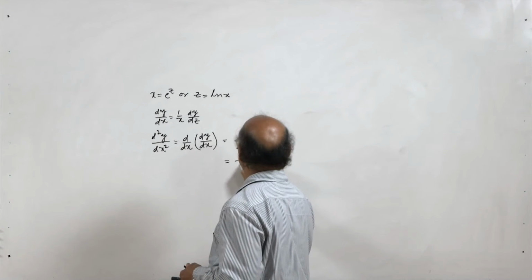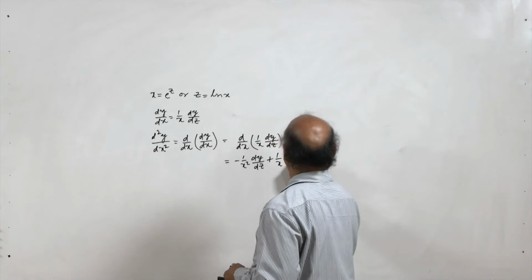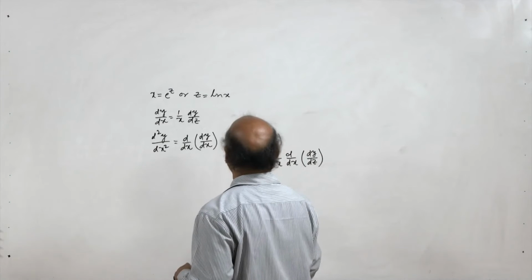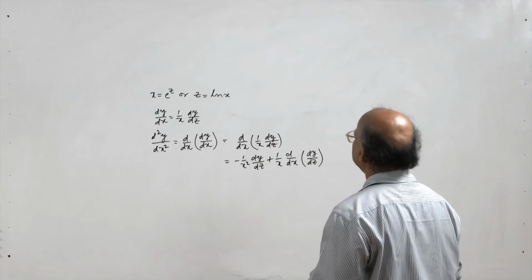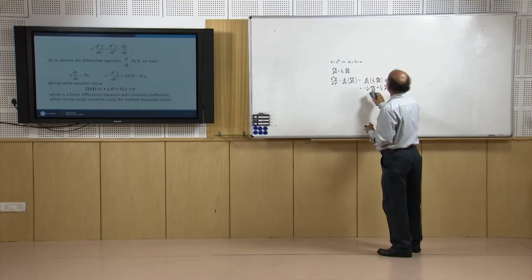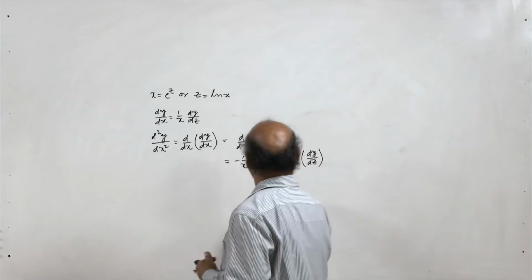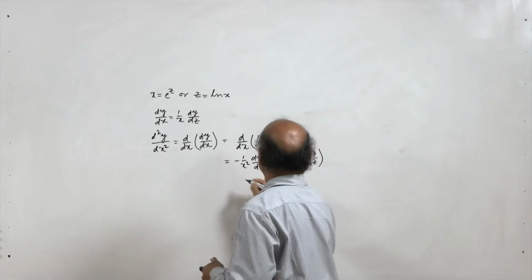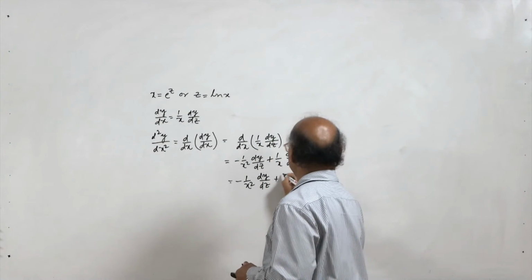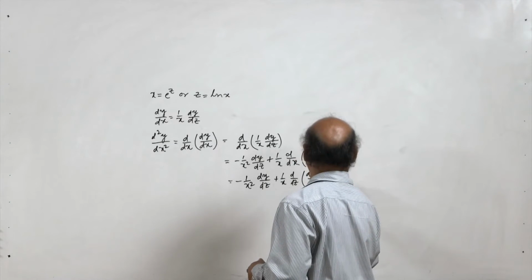The derivative of 1/x is minus 1/x² dy/dz, and then 1/x times d/dx of dy/dz. And d/dx of dy/dz can be written as d/dz of dy/dz into dz/dx.